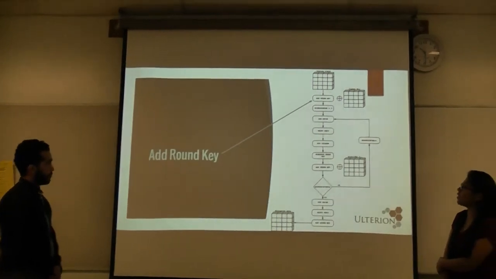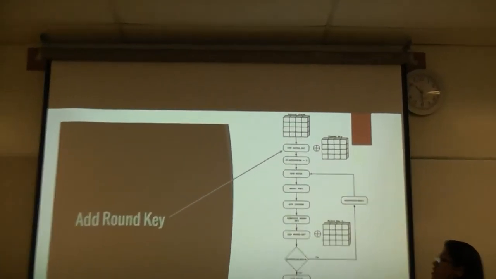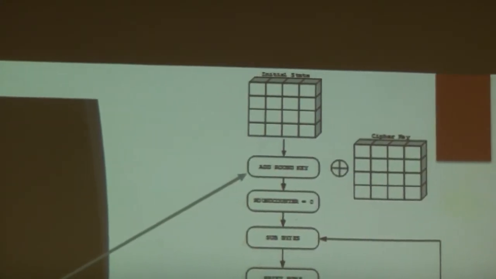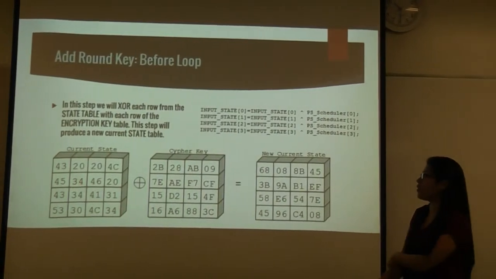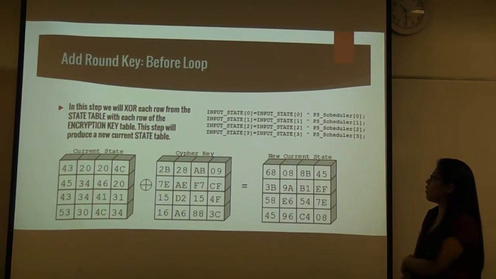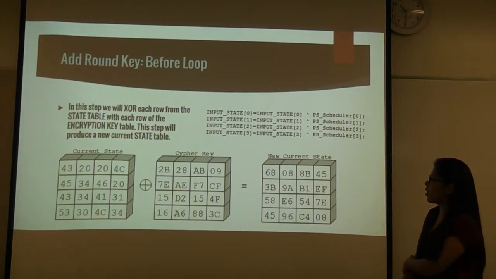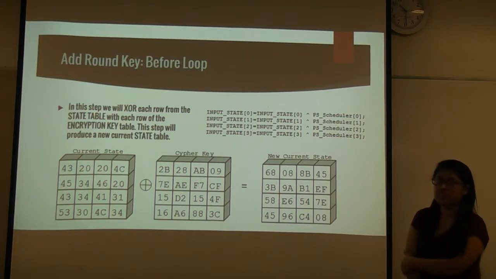So the first state in this encryption process is called the add round key. Here we're going to take each row from the current state and XOR it with the cipher key table that we had made before. This is going to create the new current state table.